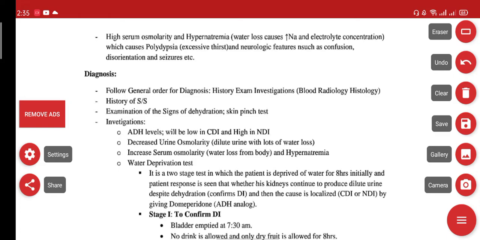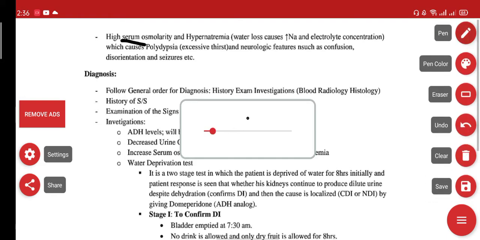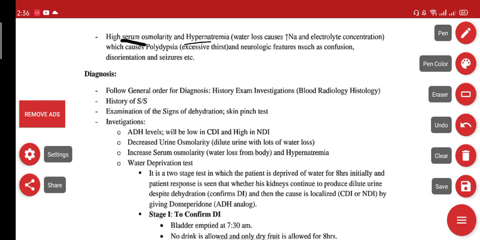Moreover, there will be high serum osmolarity. Urine osmolarity will be low, but the serum osmolarity will be high, along with hypernatremia. The sodium level will also be high, and this is because the water is lost. As a result there will be buildup of sodium and electrolytes in the blood. So high serum osmolarity and low urine osmolarity. The high sodium in the blood, the hypernatremia, causes polydipsia.